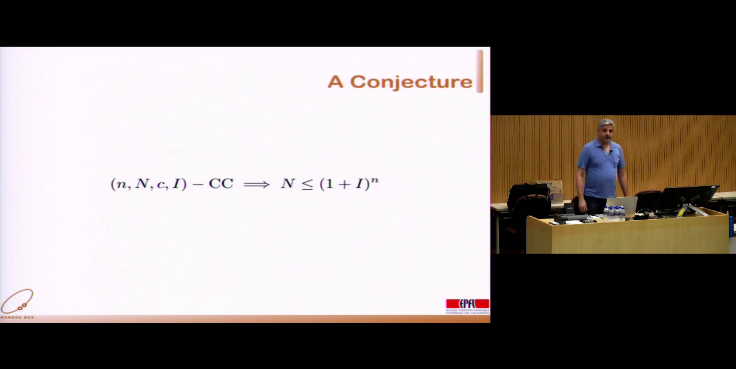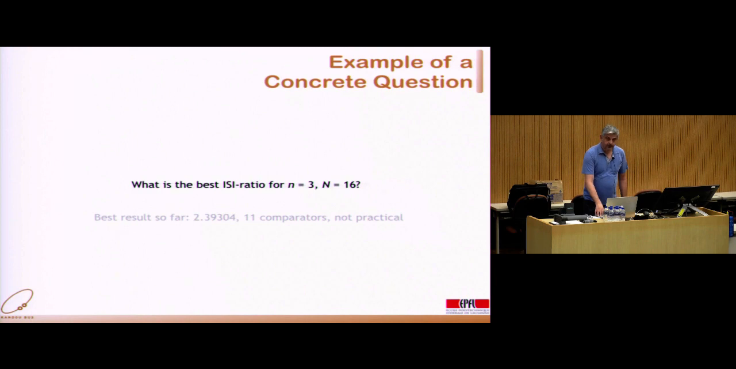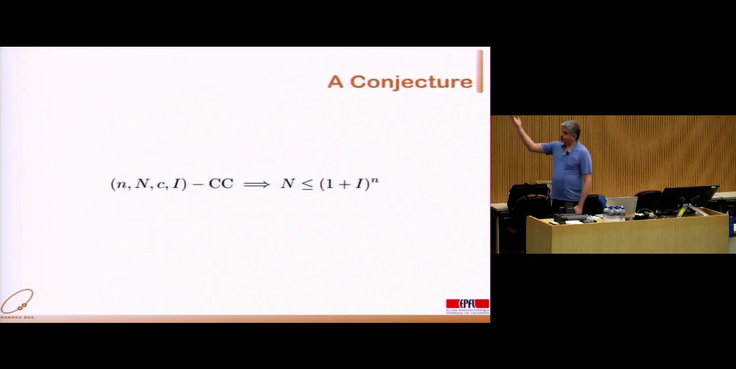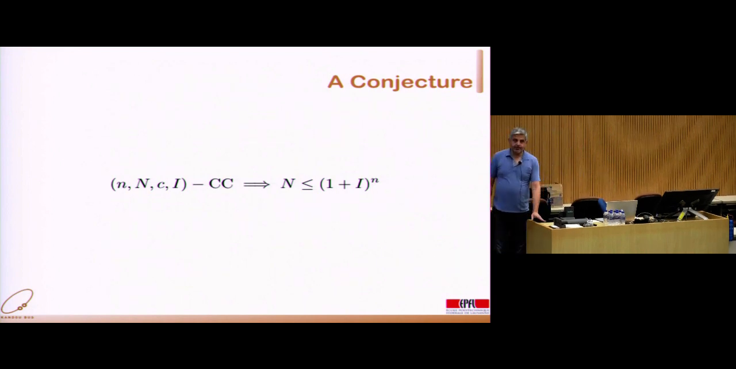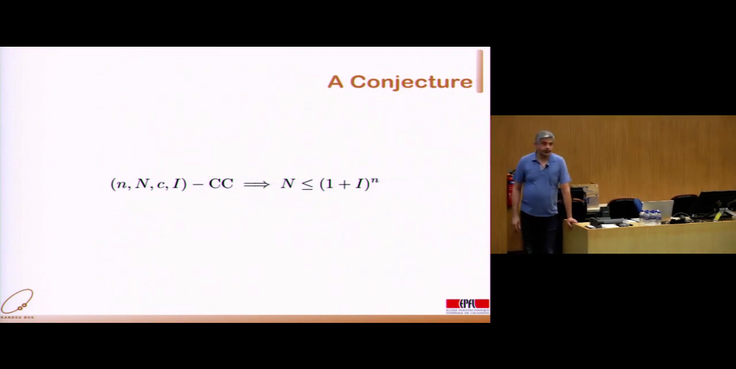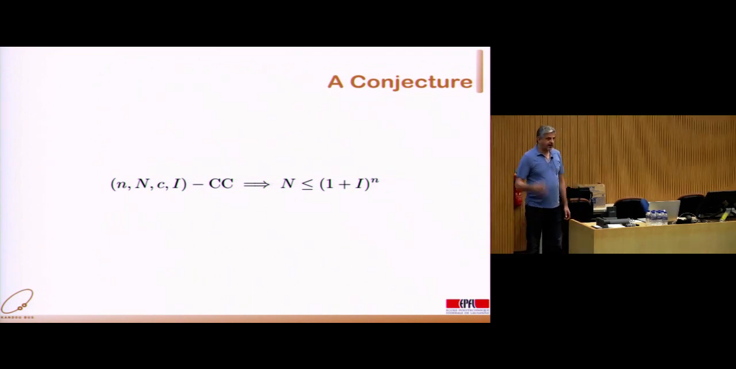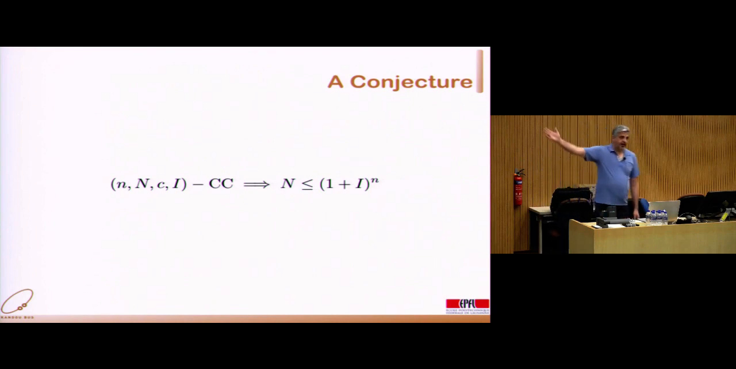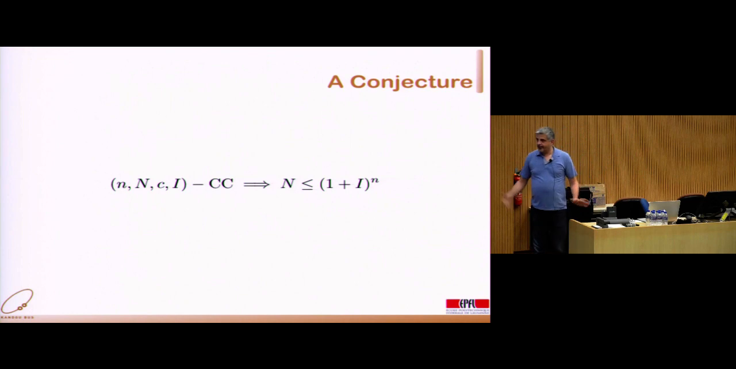But I have a conjecture. Yes, please? I'm sorry? That's not the solution. I don't think at all that this is a solution. I have a conjecture that says that the number of code words is less than or equal to 1 plus the ISI ratio to the power of n. And if the ISI ratio is 1, I know how to get that. But in general, I don't have a solution to this.